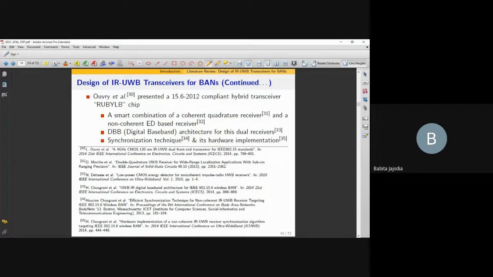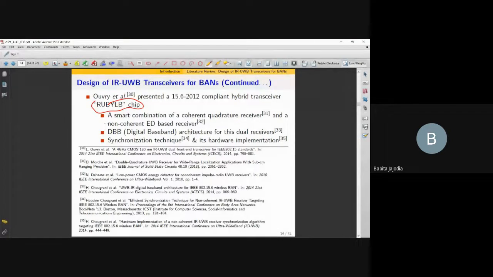Okay. So the most important thing, this was one of the very good projects which was done by Ovry, right? And the project name was Ruby LB. This was a system where he tried to design a hybrid transmitter, and it was presented as 15.6 2012 compliant. When I say 15.6 compliant, it means it has followed all the specifications mentioned there, right? So what was his part here? As I mentioned, it should have a receiver and transmitter as well as a baseband, right?